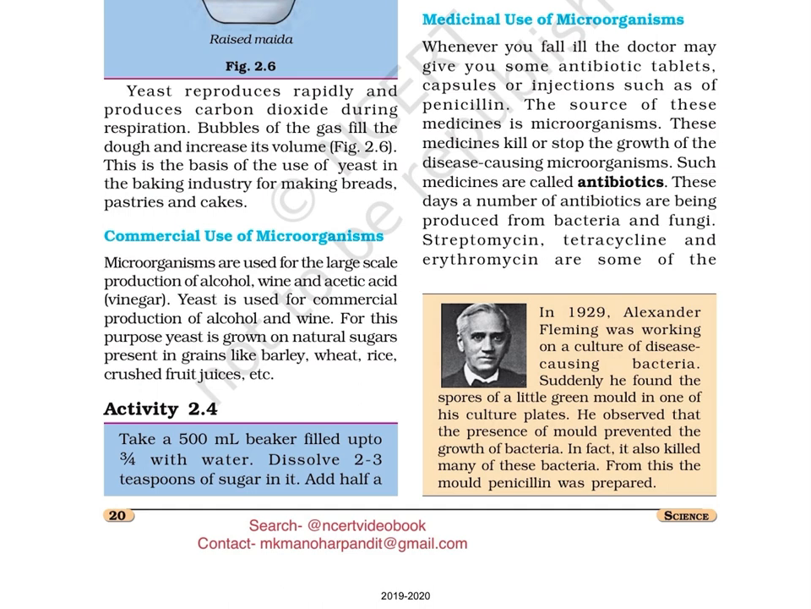Streptomycin, tetracycline, and erythromycin are some of the commonly known antibiotics which are made from fungi and bacteria. In 1929, Alexander Fleming was working on a culture of disease-causing bacteria. Suddenly, he found the spores of a little green mold in one of his culture plates. He observed that the presence of mold prevented the growth of bacteria. In fact, it also killed many of these bacteria. From this, the mold penicillin was prepared.